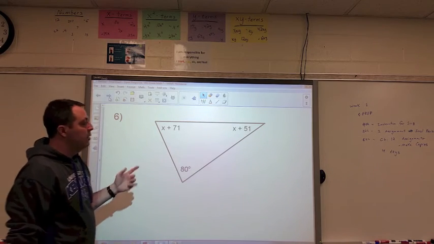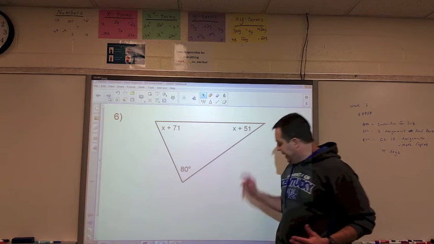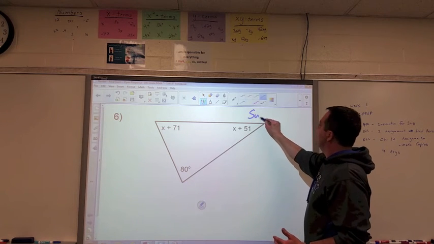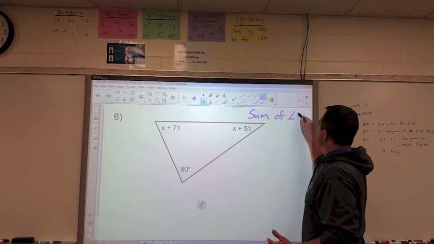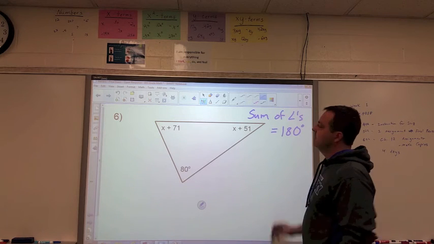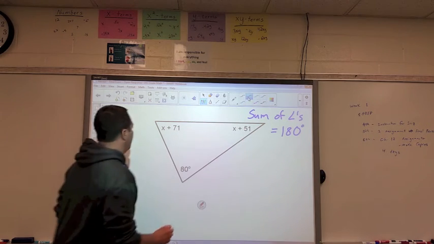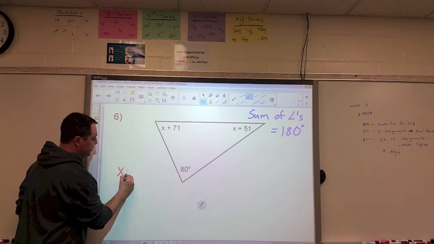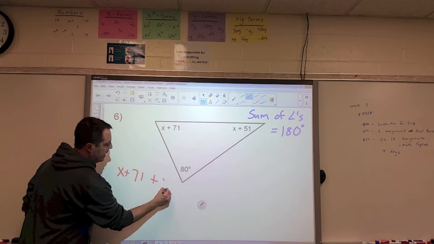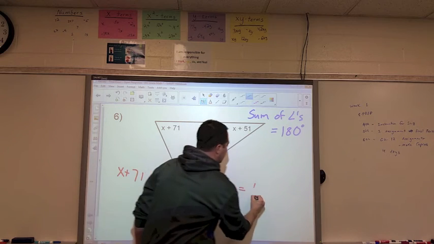Last question. We're trying to solve for x in this triangle. Remember, the big thing here is the sum of the angles in a triangle equals 180 degrees. So we have 3 angles. We're simply going to add them together to get 180. So we'll say x plus 71 plus x plus 51 plus 80 equals 180.